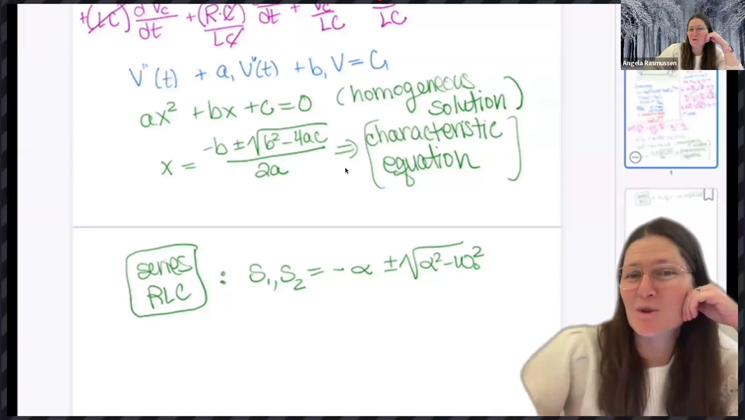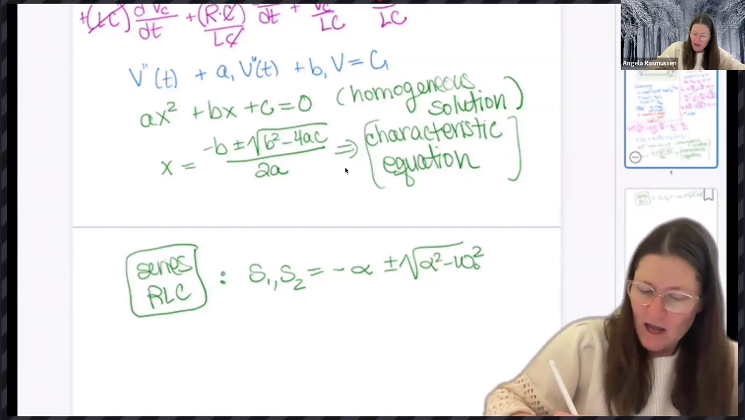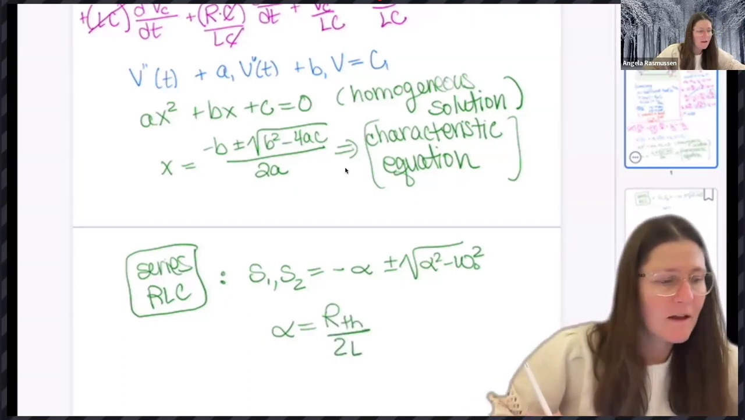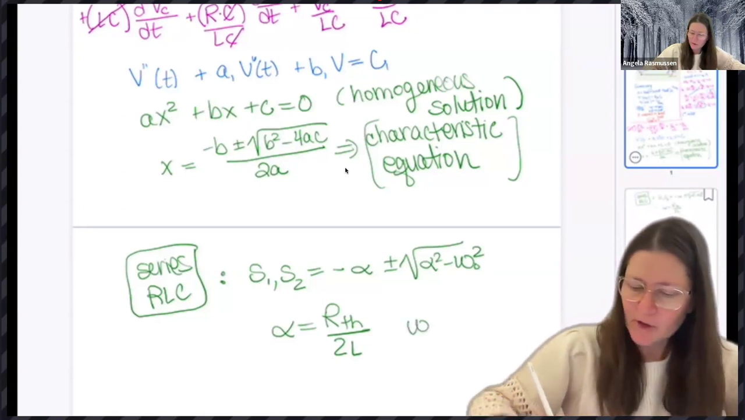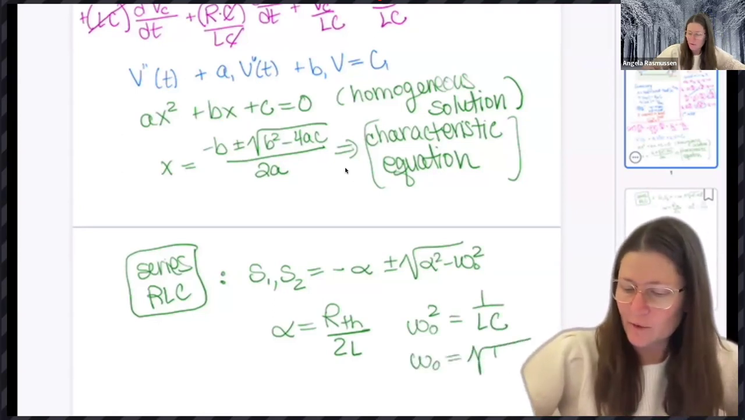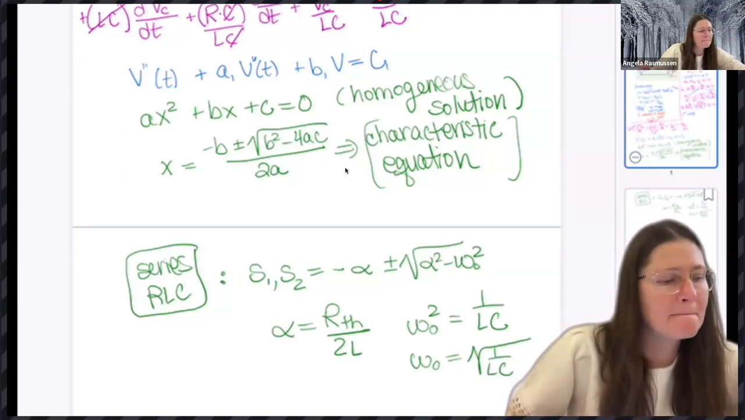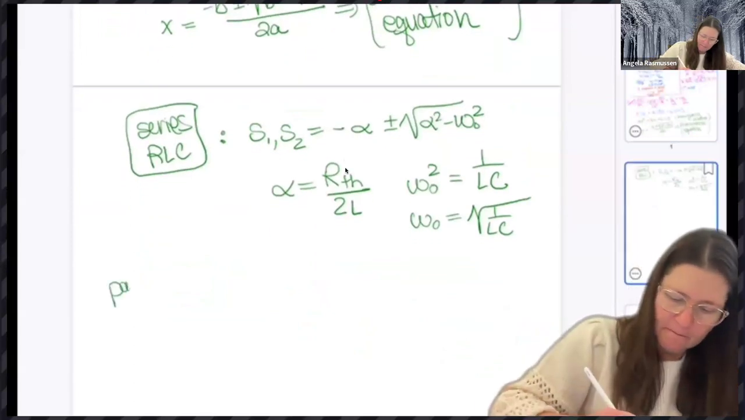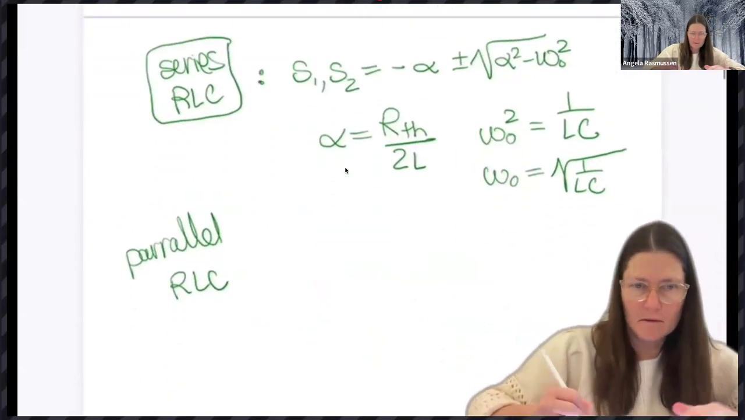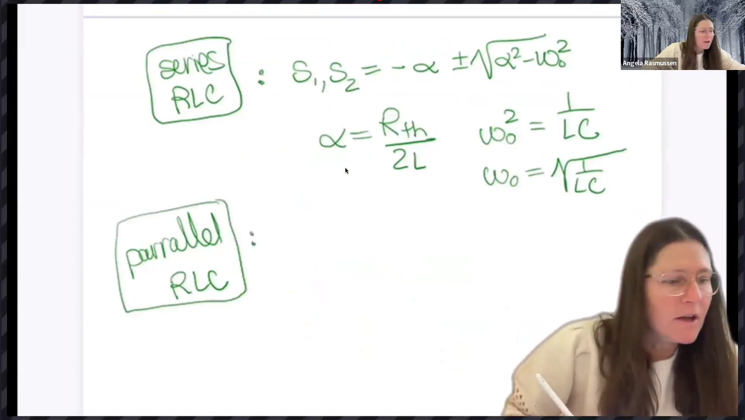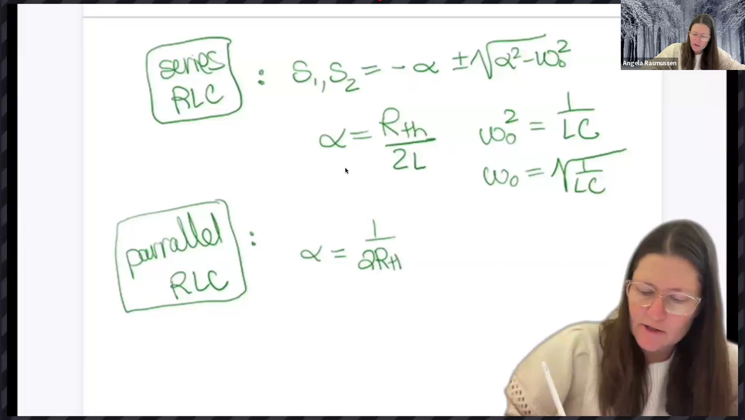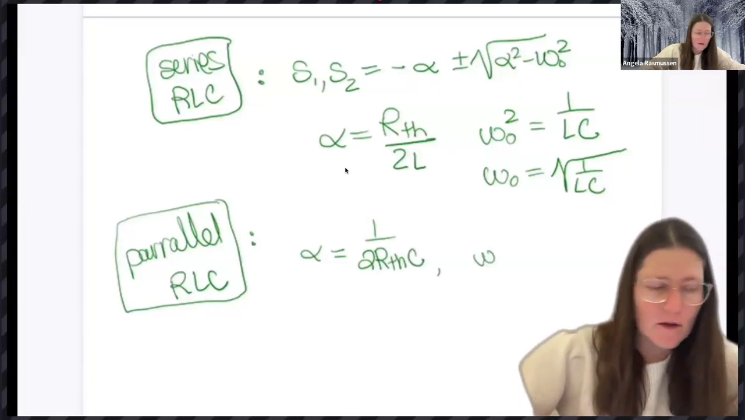So yes. It's just a W, never mind. So omega is a W with a zero on it. Zero is a subscript. And then alpha in the case of series RLC is just going to be R Thevenin over 2L. And omega naught squared is going to be what's called the resonant frequency, or you can say it's the square root of 1 over LC. Parallel is going to be the same roots, S1 and S2, except alpha in this case will be 1 over 2 R Thevenin C. And omega naught will be the same.